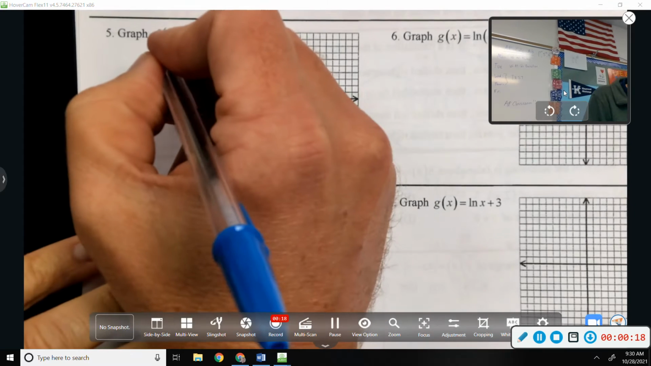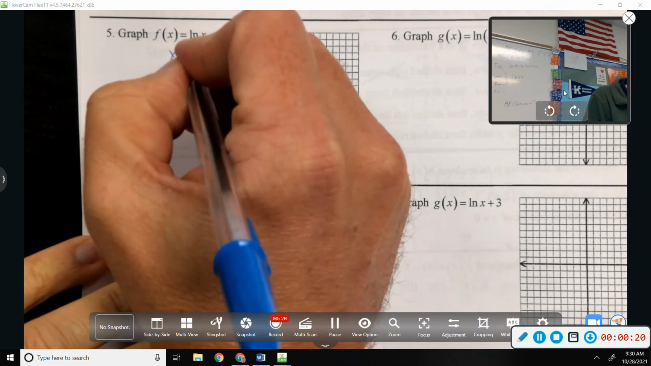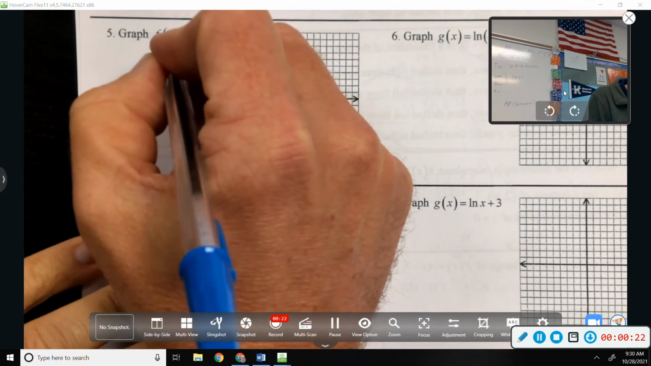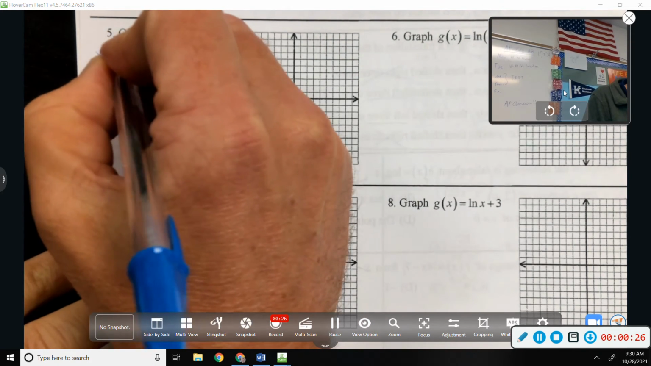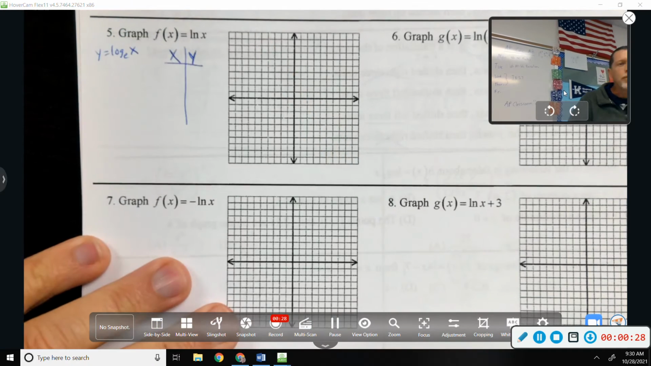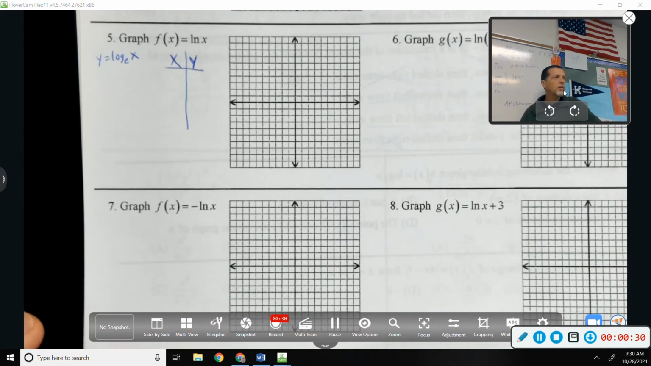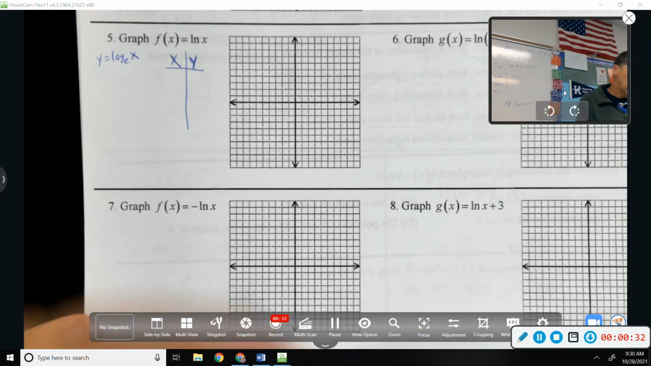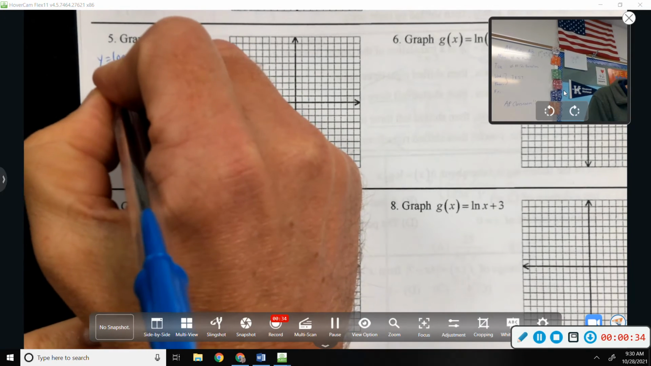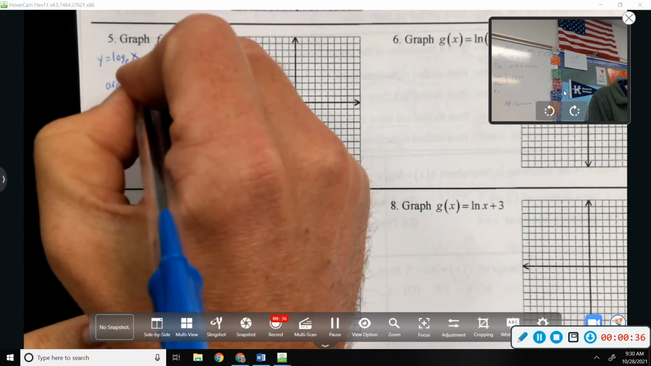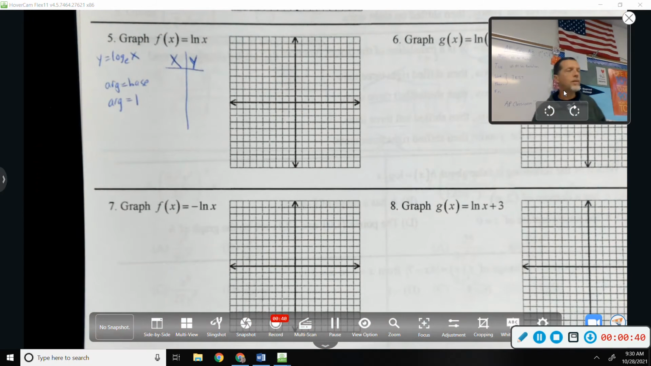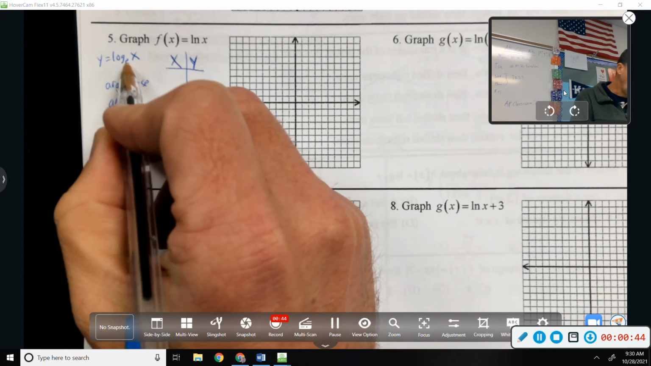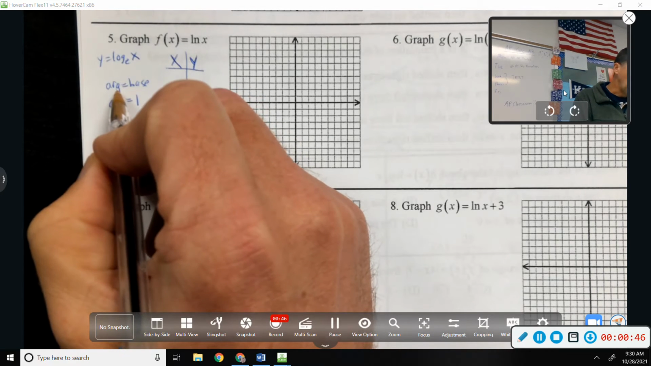So natural log of x. This is the same as log base e of x. No one would write it that way, but it wouldn't be wrong to write it that way if that helps. I want the argument to equal the base, and I want the argument to equal 1, because those are easy points to handle. So the base is e, which means I want the argument to be e.